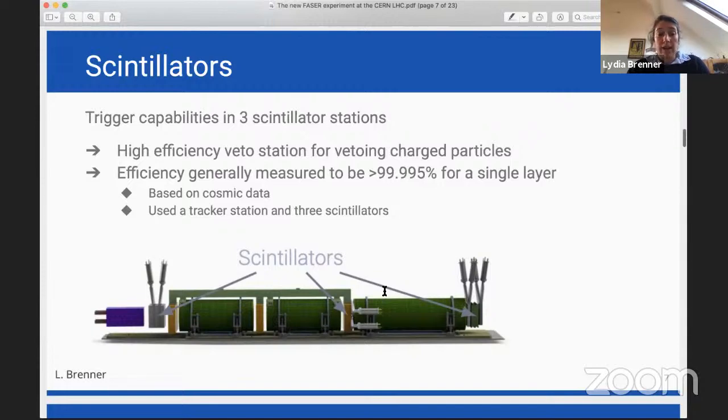So this efficiency is calculated based on cosmic data. And we used a tracker station and 3 scintillators to measure this efficiency. So what we do for that is we require a straight track from the tracker to be able to count as an event for this measurement.